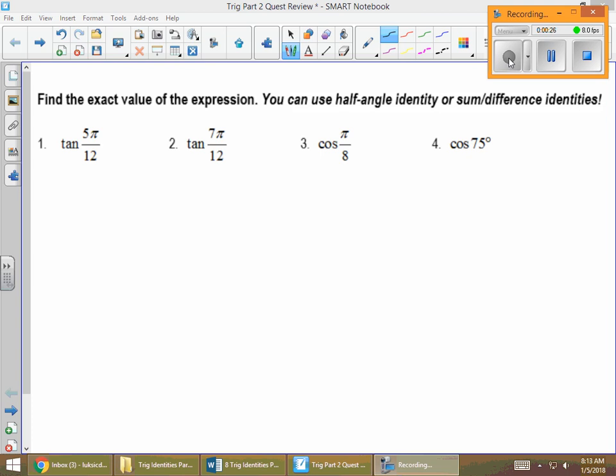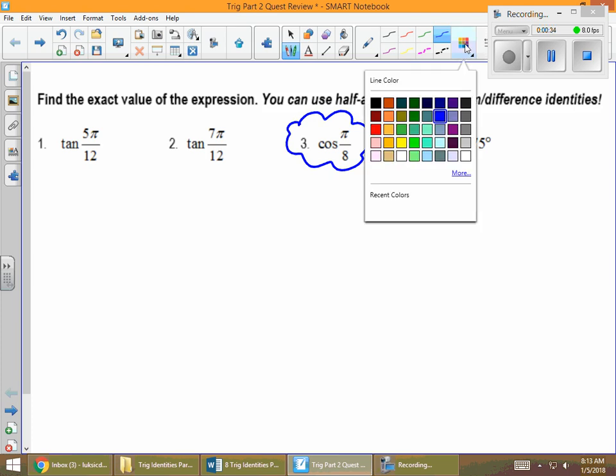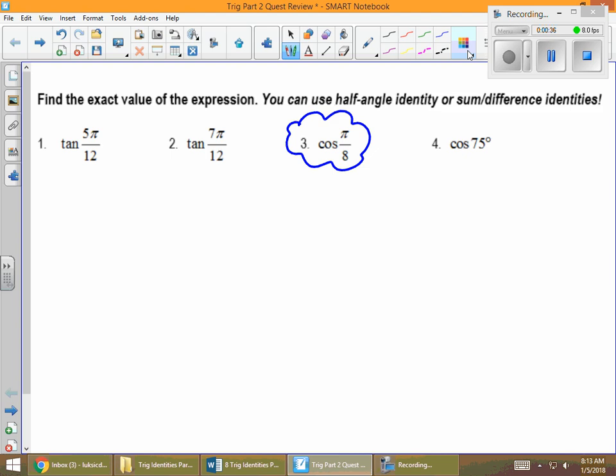Because they're 12ths, sum and difference is doable. If you have an 8, like you have here with cosine on number 3, we'll use half angle there. But let's start with sum and difference for 5 pi over 12. The first thing we need to do is find two values on the unit circle that will add to 5 pi over 12 that we know.